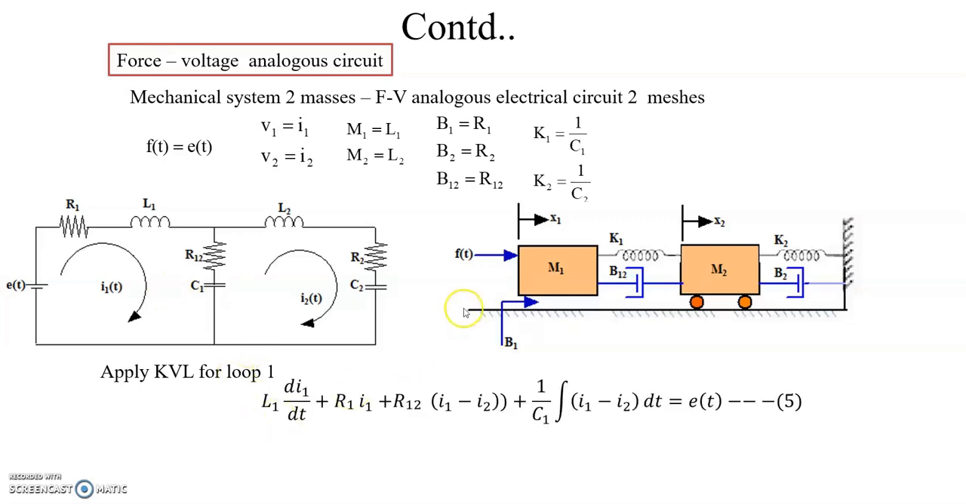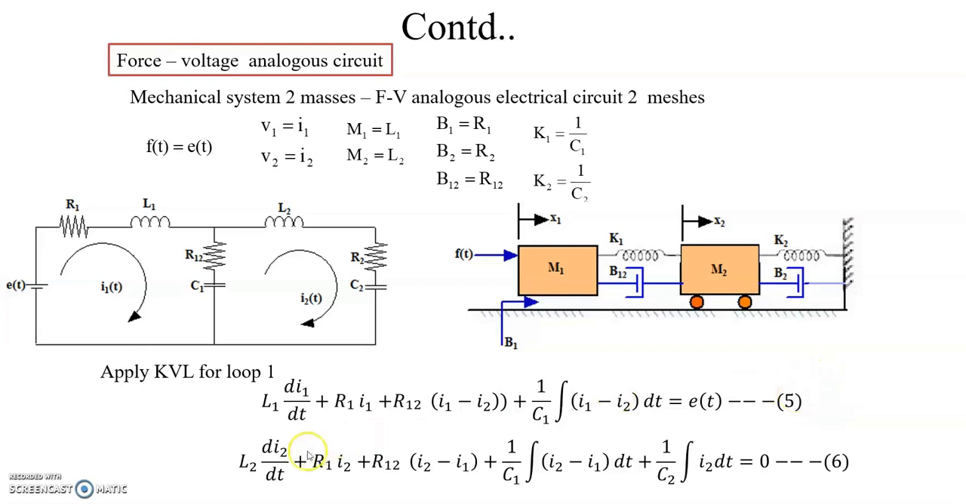Now we can apply KVL for loop 1. The equation becomes L1 into di of t by dt plus R1 into I of t plus R12 into I1 minus I2 plus 1 by C1 integral of I1 minus I2 into dt is equal to the applied voltage E of t. Name it as equation number 5.